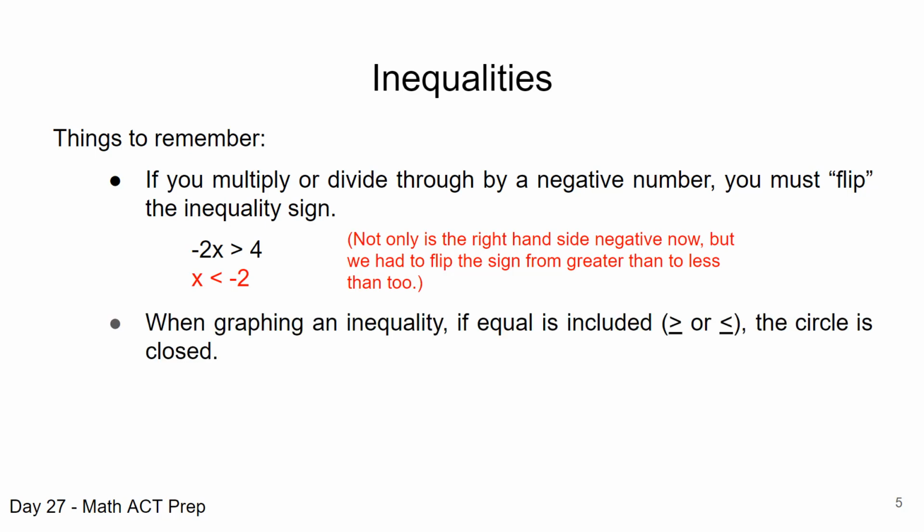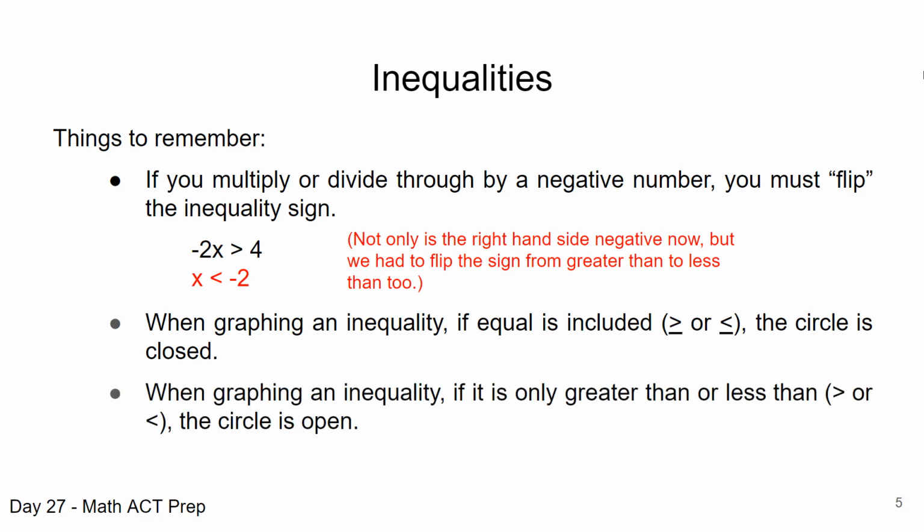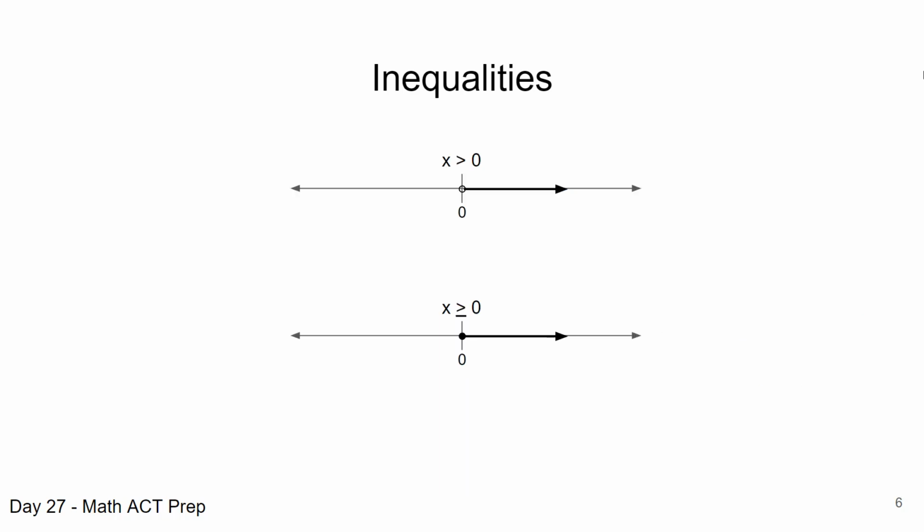When you graph an inequality and you have equal in that, greater than or equal to or less than or equal to, remember the circle is a closed circle on the number line. And it's going to be an open circle if it's only greater than or less than, not the equal. And these are two of those examples. So when we're showing x is greater than 0, notice at the 0 on the number line, it is an open circle. And for x greater than or equal to 0, we have a closed circle at the 0 that includes the greater than or equal to.